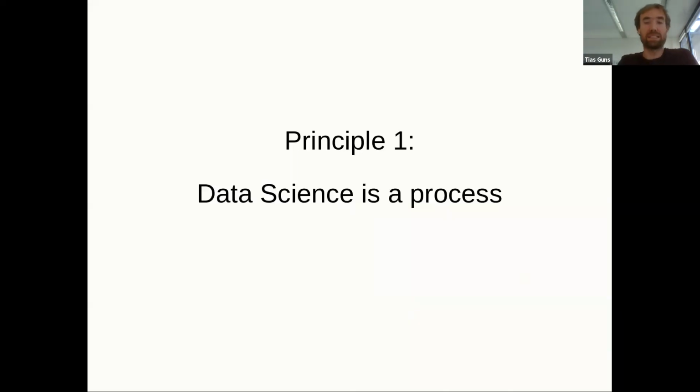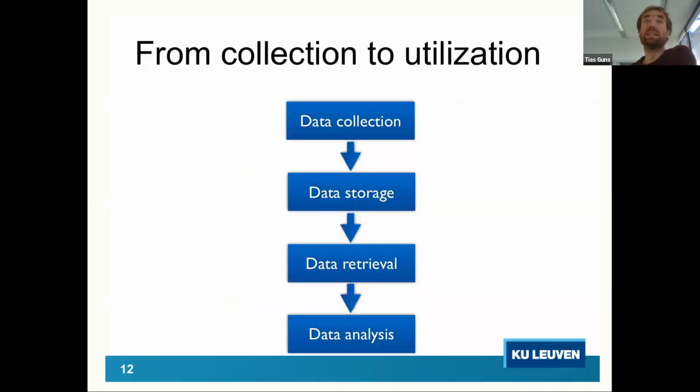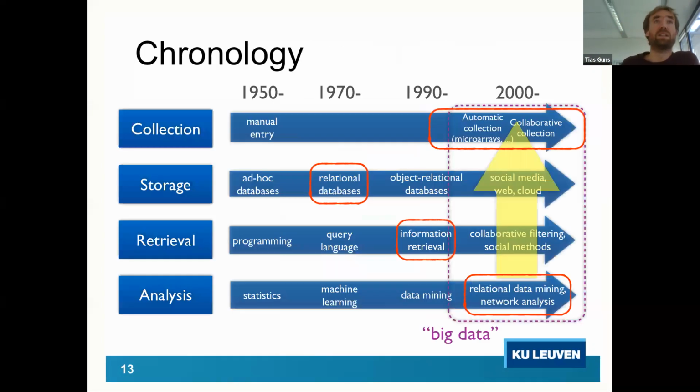The first principle is that data science is a process, all right? So what does this mean? Well, when you do data science, you always have to first collect the data, then you need a suitable way to store it, to retrieve it, and only then can you analyze it. This is especially true in cases that involve real-time data.